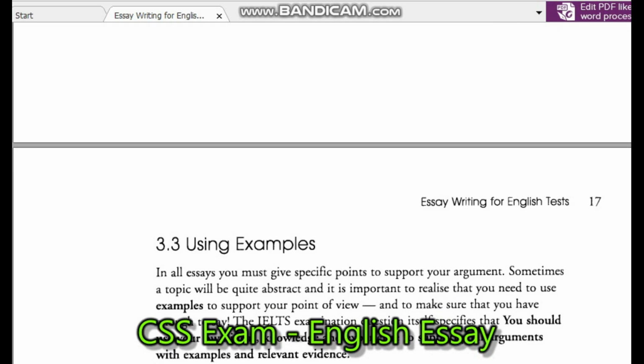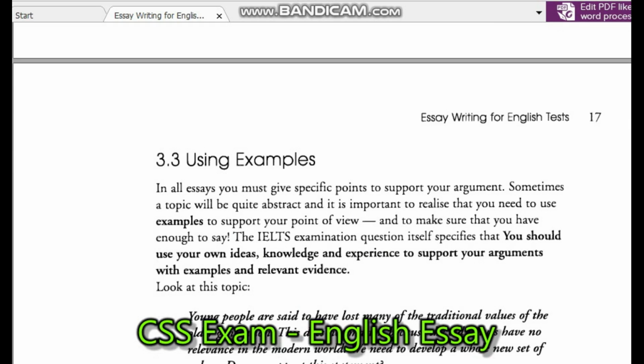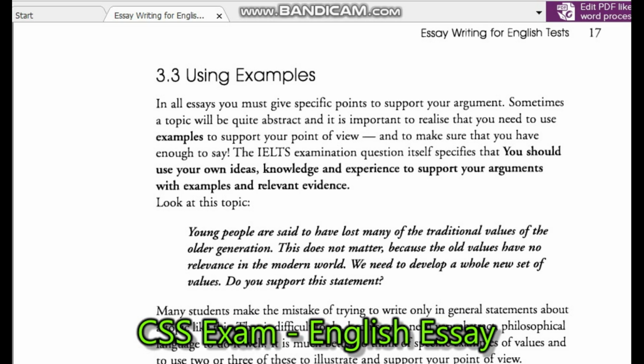Using examples. In all essays, you must give specific points to support your argument. Sometimes the topic will be quite abstract, and it is important to realize that you need to use examples to support your point of view, and to make sure that you have enough to say. The IELTS examination question itself specifies that you should use your ideas, knowledge, and experience to support your arguments with examples and relevant evidence. Look at this topic.